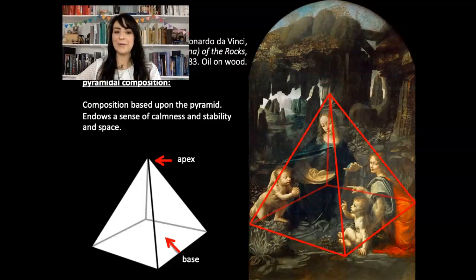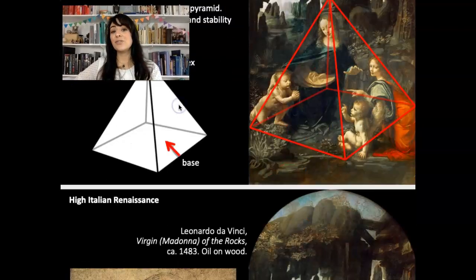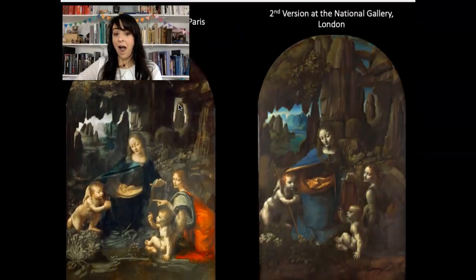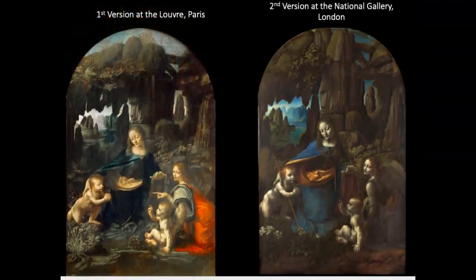Before we leave, one more thing. There are two versions. Here, let me get out of the way. There are two versions of the Madonna of the Rocks. The first, or what historians believe to be the oldest, the original version, is now at the Louvre in Paris. And then a second version, a later done version, is at the National Gallery in London.